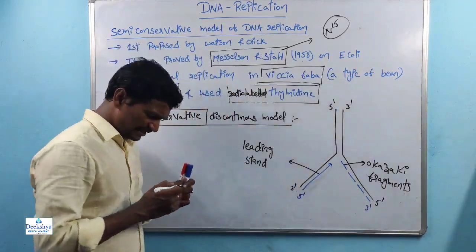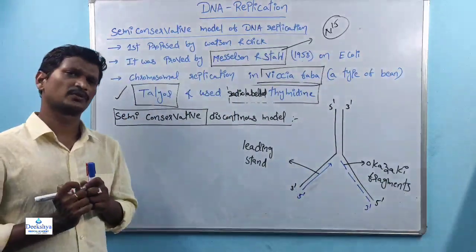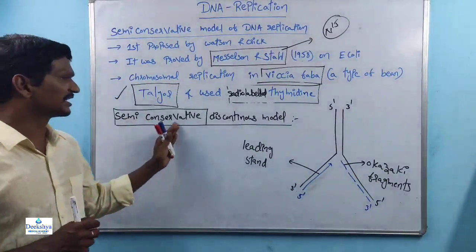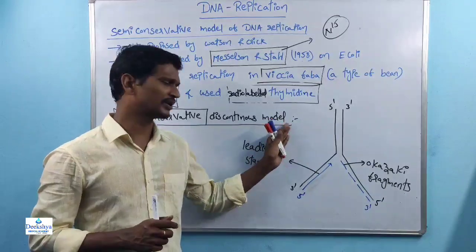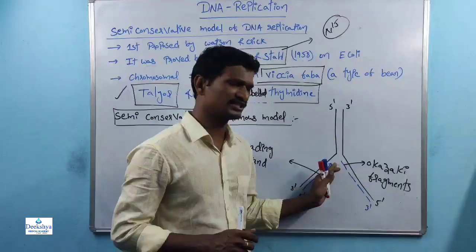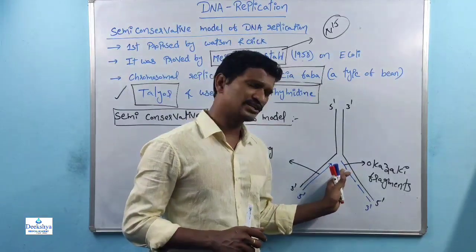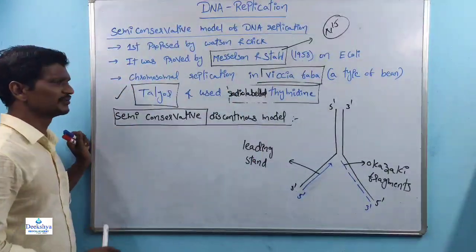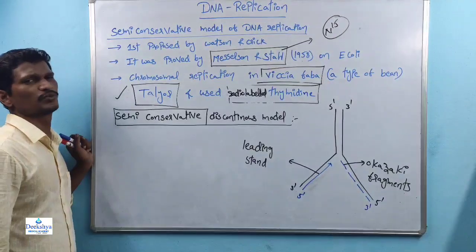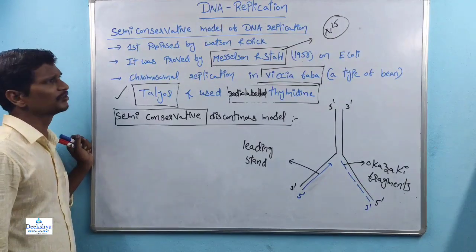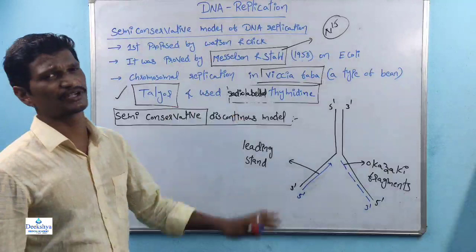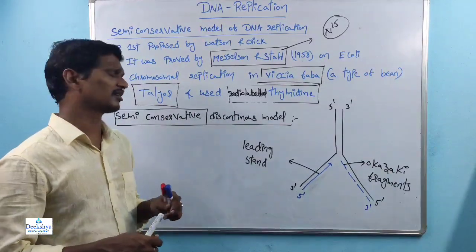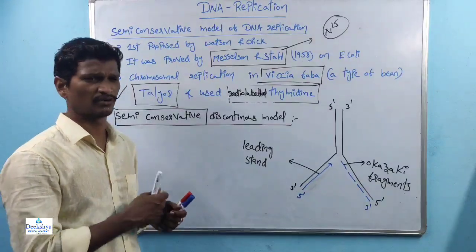So in the DNA replication process, the exact model is the semi-conservative discontinuous model, because one of the strands is continuously synthesized but the other strand is discontinuously synthesized. That's the reason why this is called the semi-conservative discontinuous model, right? So that is about the DNA replication process. And we will discuss the experimental evidence, the Meselson and Stahl experiment, now.